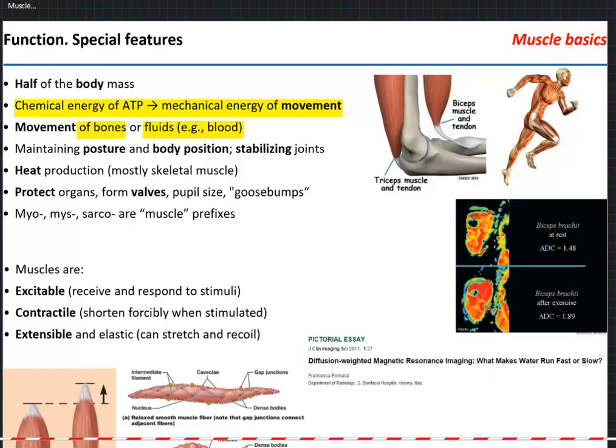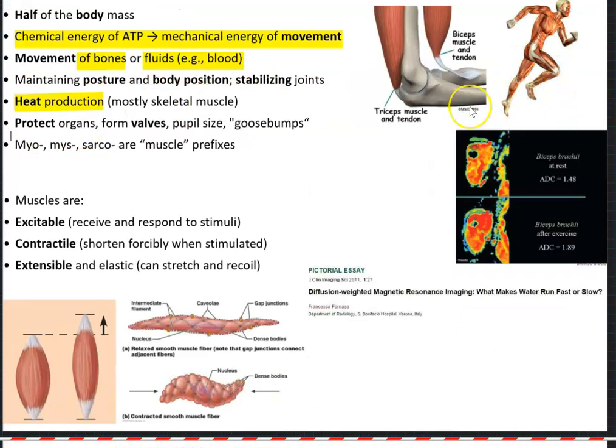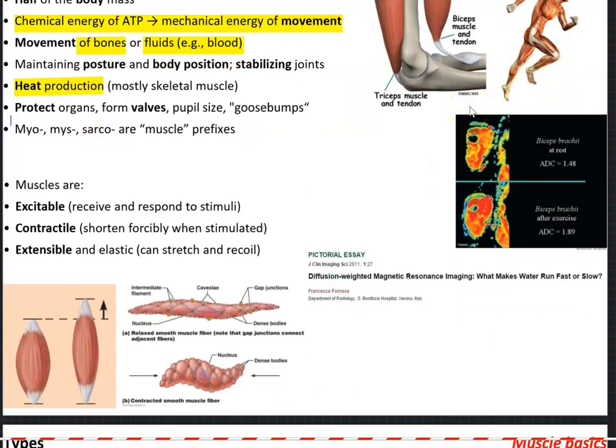Second really important function of the muscles is to produce heat, which is achieved by skeletal muscles the most. And a bunch of other accessory functions such as regulation of opening and closing of the valves, the eye accommodation, the size of the pupil, and so on.